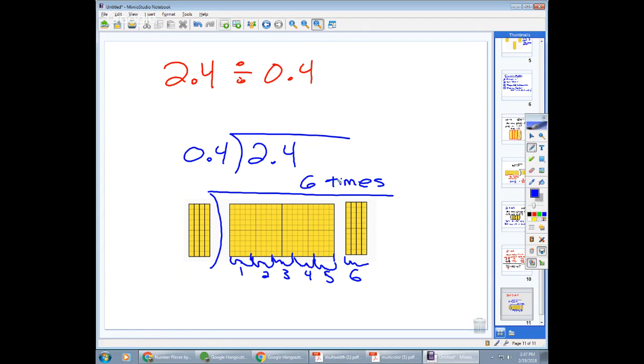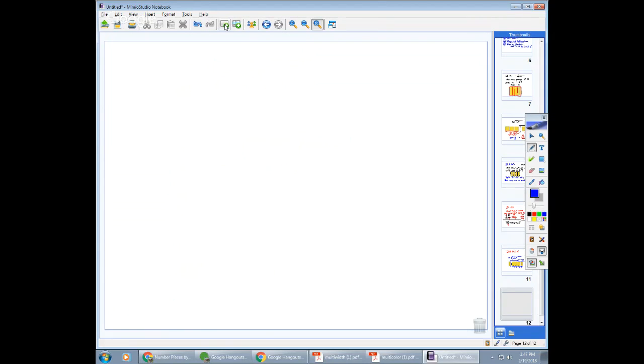So I thought about it in terms of the groups model: how many groups of 4/10 are in 2 and 4/10? And we can see there's 6 groups in there, it goes in 6 times. So sometimes one model works better than another. It depends on the division problem. One more, and then we'll go over the algorithm.